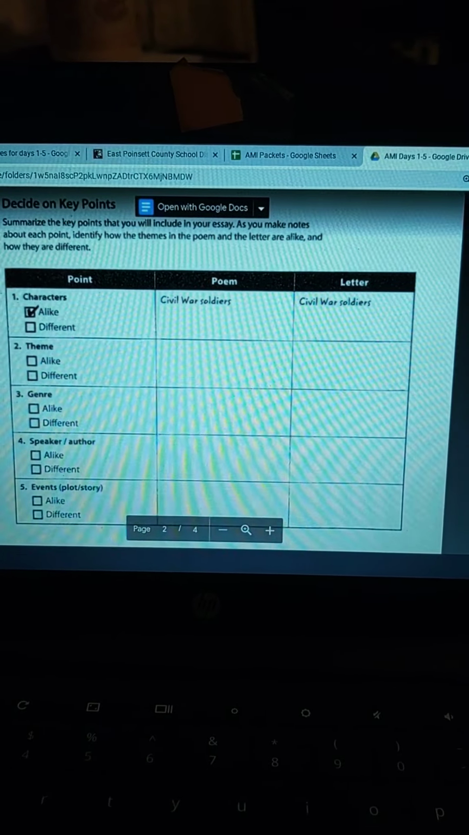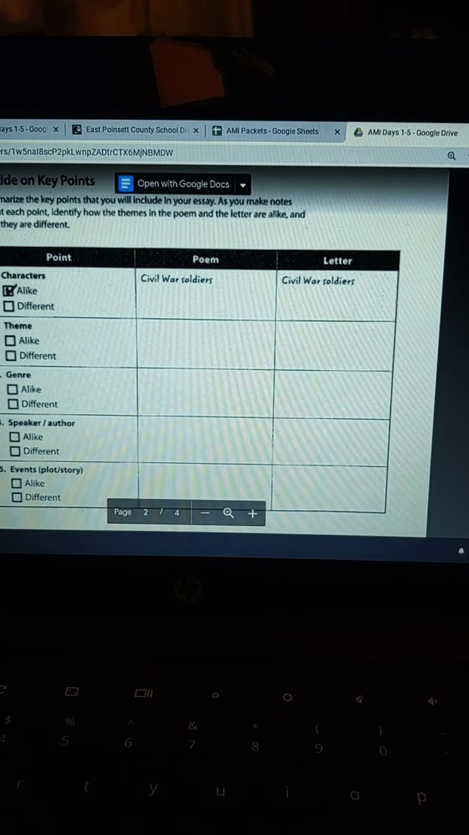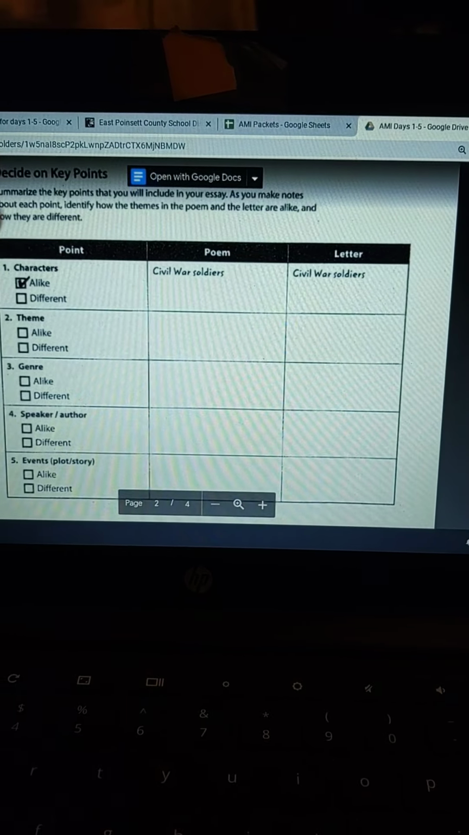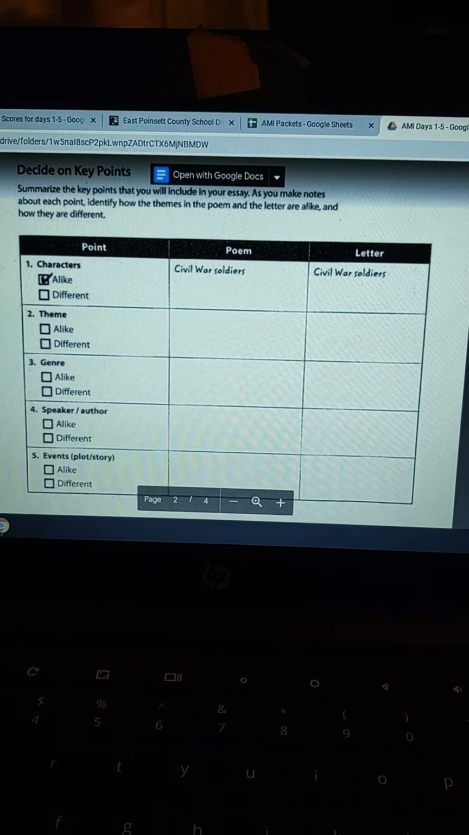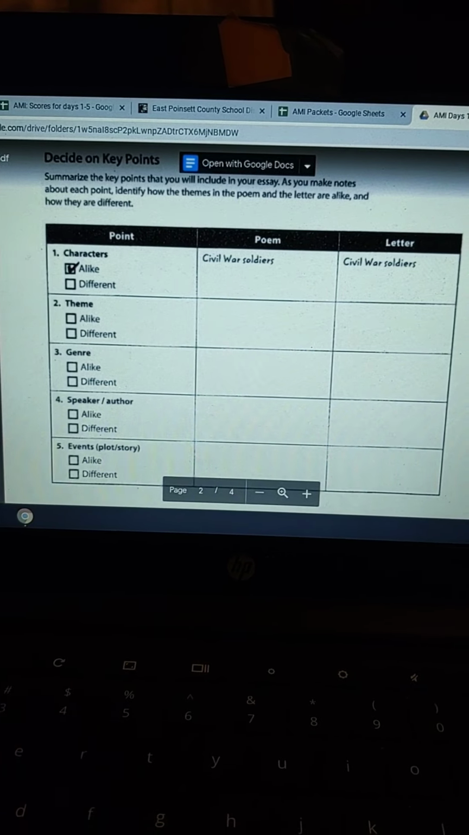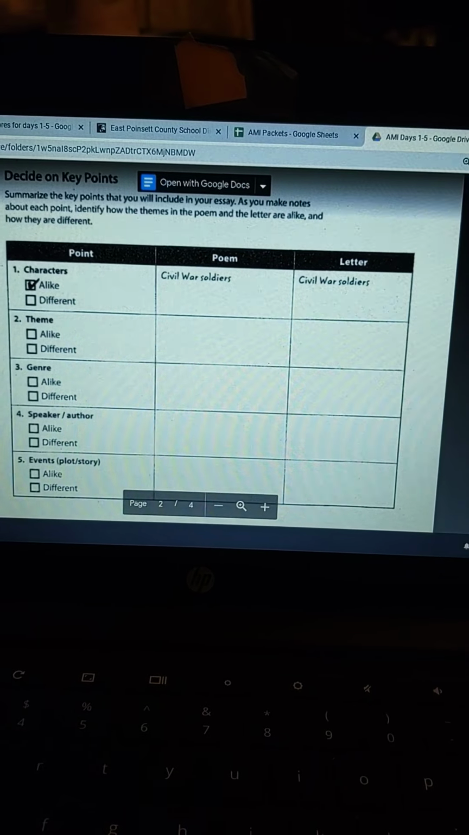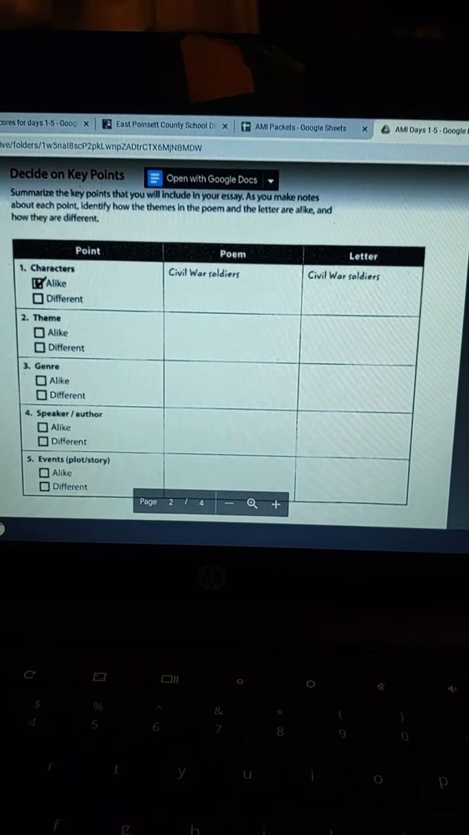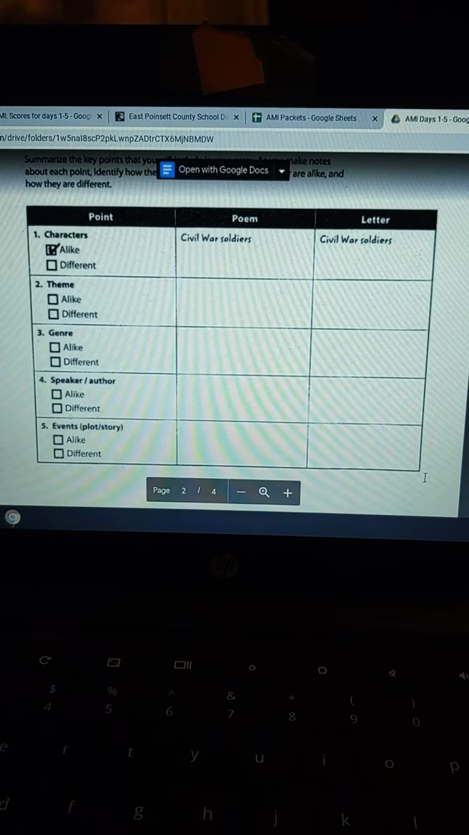In the poem, what themes and lessons are there, like what is it wanting you to take away? How are those alike and different? And then in the Civil War soldiers' letters, what themes are there? The genre is going to be different, because one's a poem and one's a letter. What makes them different? Speaker, the author, same guy, probably going to be similar. And then the events, you're just going to compare and contrast those things.